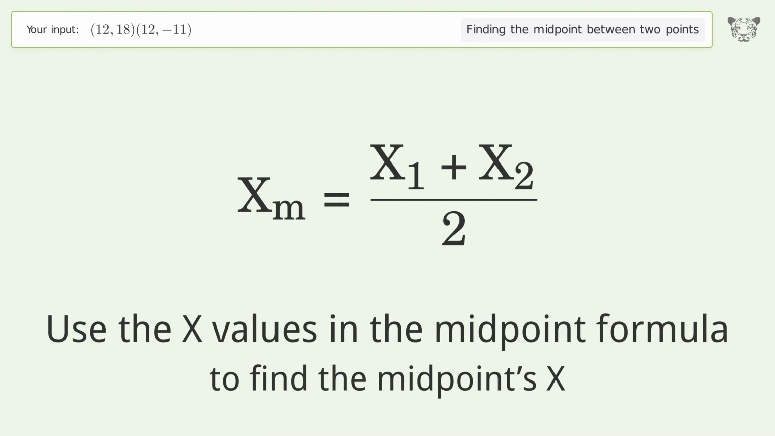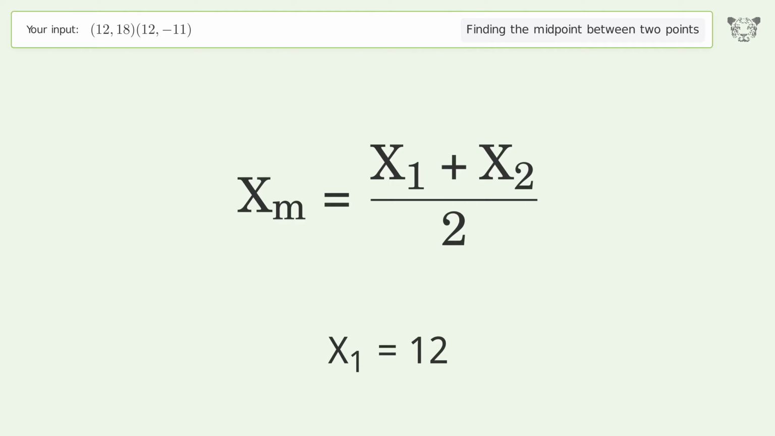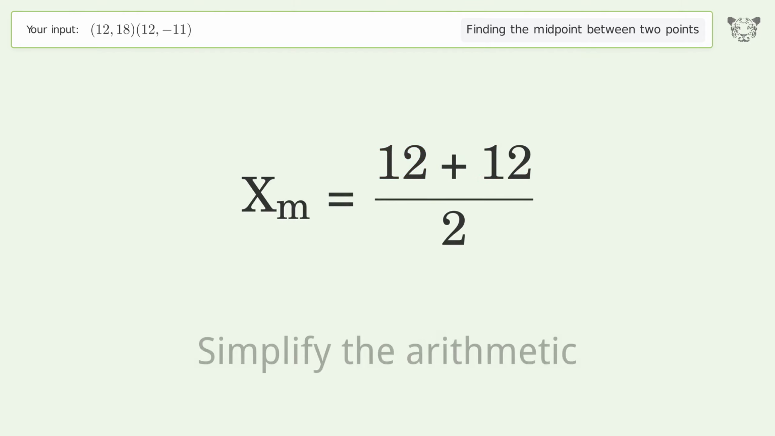Use the x values in the midpoint formula to find the midpoint's x. x1 equals 12. x2 equals 12. Simplify the arithmetic.